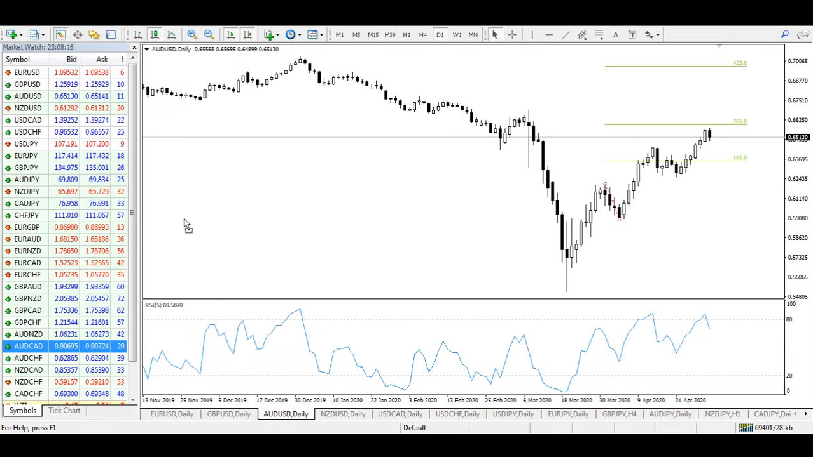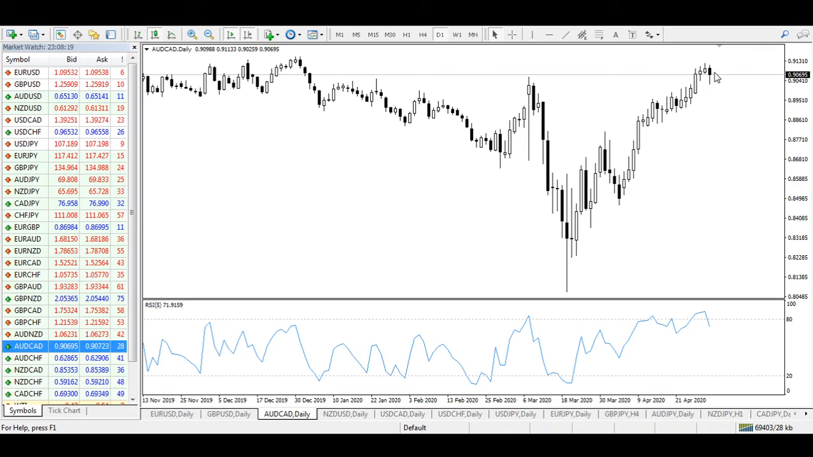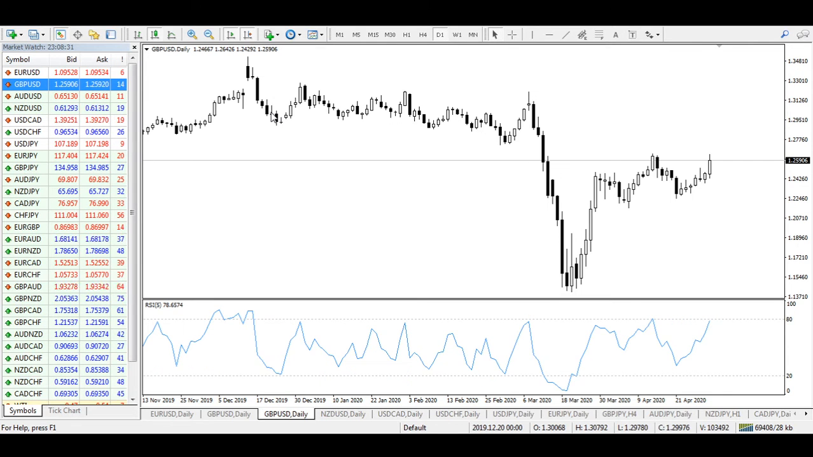If we go to AUD CAD, you can see this bearish candle. So AUD is even weaker than CAD. So that's why if we compare AUD, CAD and JPY, we find that the Japanese yen is the weakest and Australian dollar is the second weakest. So shall we buy Swiss franc now against Japanese yen?